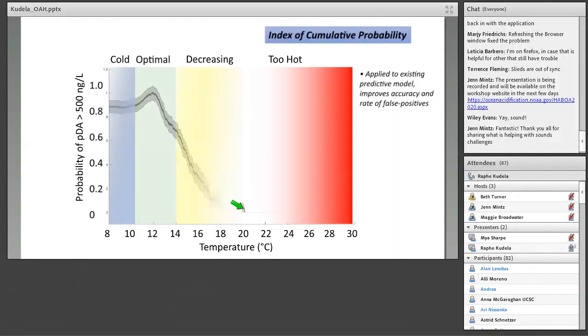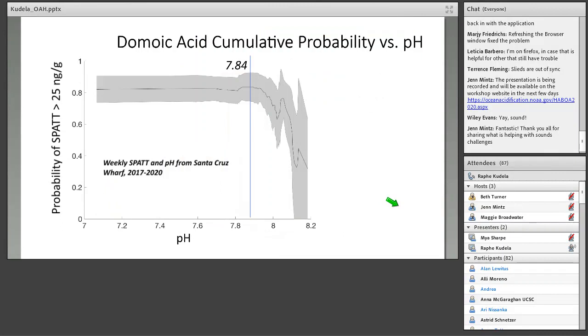But where I'm going with this is we can also do that with ocean acidification and pH. And so what we did with temperature is we turned that into an index, and we said if you're below about 10 degrees, it's a little bit cold for toxin production. Optimal would be 10 to 14 degrees. It's decreasing as you get to 20 degrees. And then if the ocean got above 20 degrees, you're really not going to see domoic acid production. And so we're starting to incorporate that into some of our predictive models as basically an envelope approach where we can refine our models.